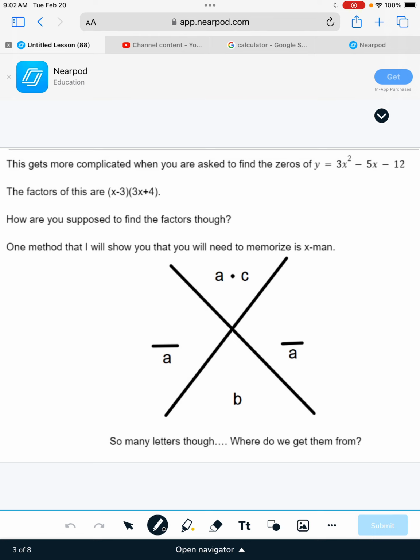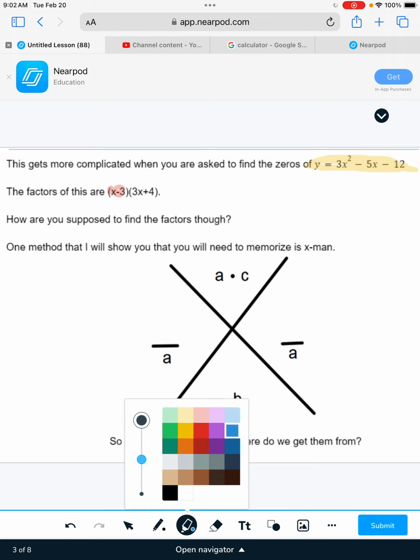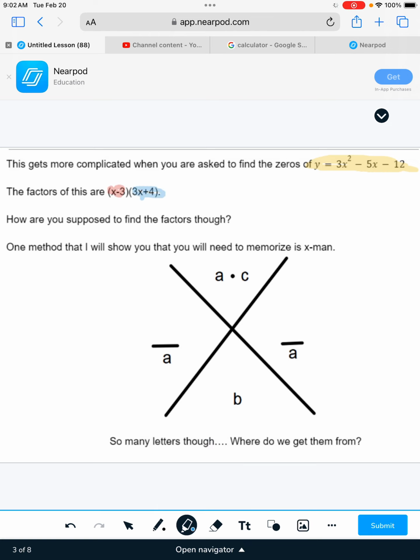All right? Today, our goal is to take our y equals ax squared plus bx plus c and split it up into our two pieces, into our two sets of parentheses here. One way that I'm going to show you how to do that is by using X-Man. It's called X-Man just because it's an X and it's a play off of the word X-Men, for real.